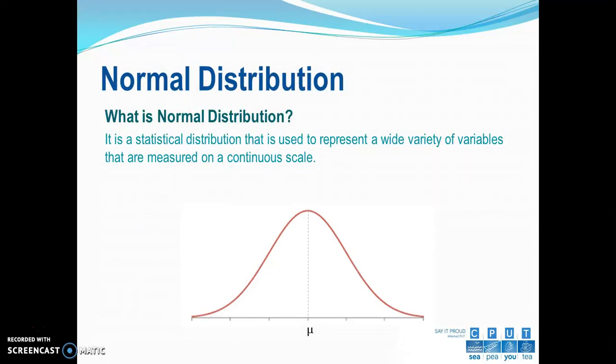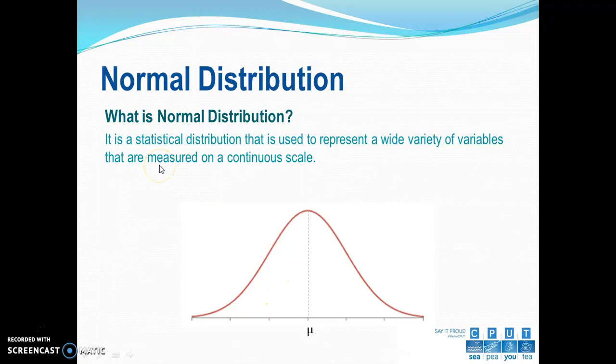So what is normal distribution? Normal distribution is a statistical distribution that is used to represent a wide variety of variables that are measured on a continuous scale. The normal distribution is a probability function that describes how the values of a variable are distributed. It is a symmetrical distribution where most of the observations cluster around the central peak, and the probabilities of values further away from the mean taper off equally in both directions. Extreme values in both tails of the distribution are similarly unlikely.